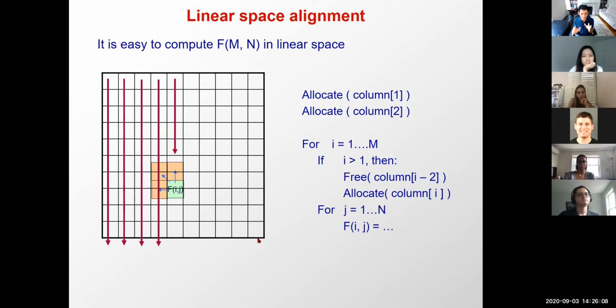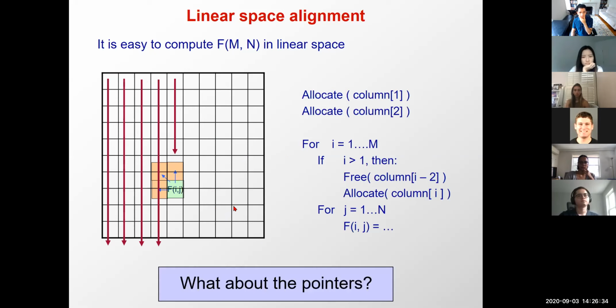So brace yourselves. I've computed the score, but I can't trace back anymore. I'm stuck because I've thrown away all my other columns. Could I possibly do linear space alignment in still quadratic time with a traceback rather than just the score? That's something that I could just let you think over at home, but here's what we're going to do. We're going to sketch the algorithm very, very quickly.